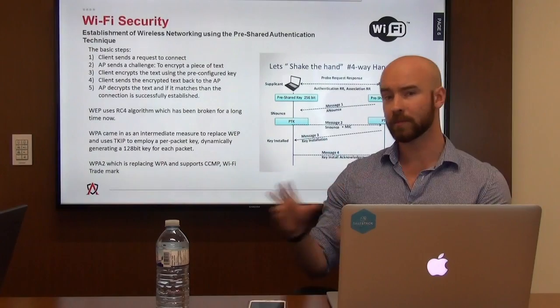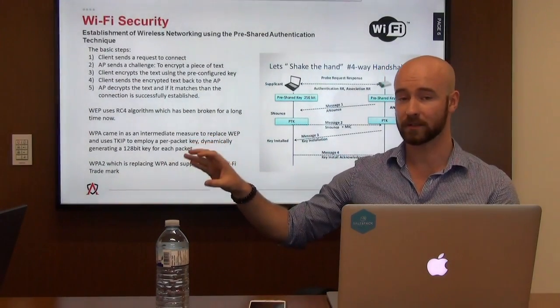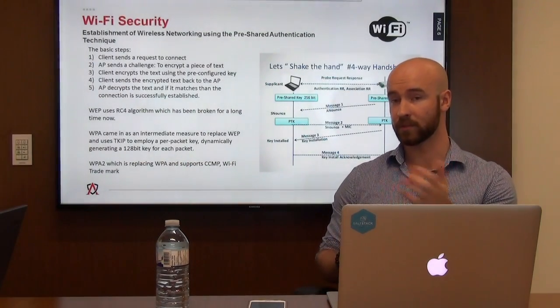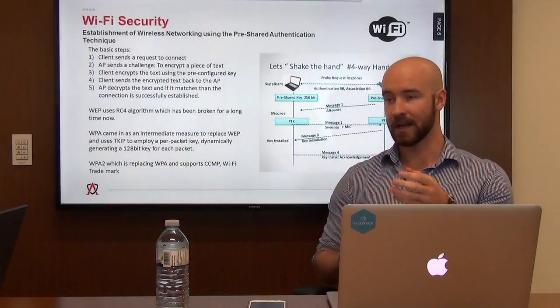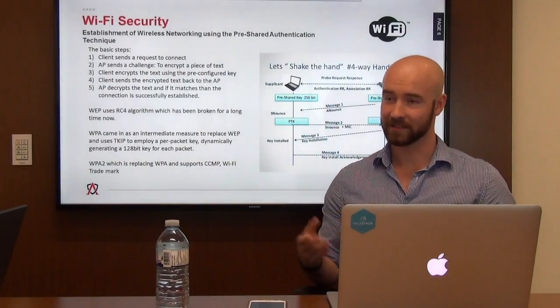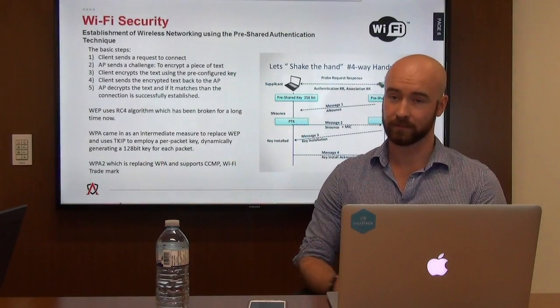The client will then encrypt this text and send that encrypted text back up to the access point, and the access point will check it against its pre-saved configuration key, and it'll see, does the encryption match? If it matches, welcome aboard, you're on the network. If it doesn't, disconnect it, drop the connection, and that's kind of how the handshake works.